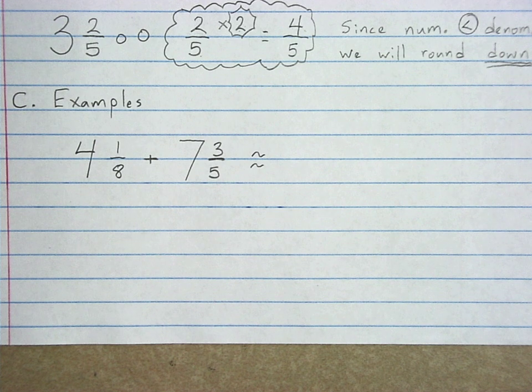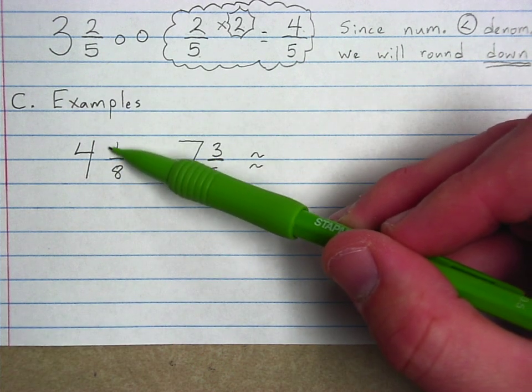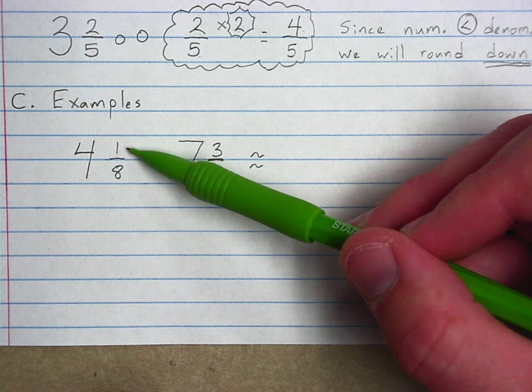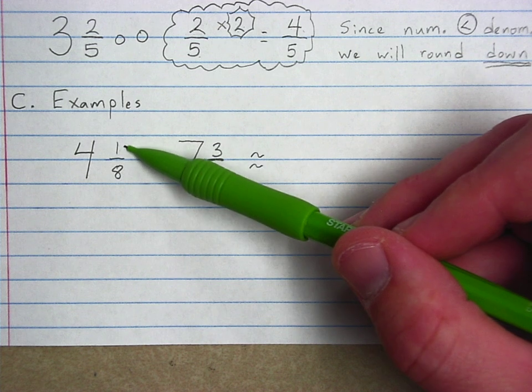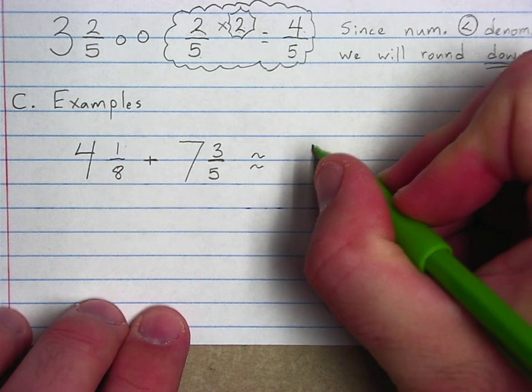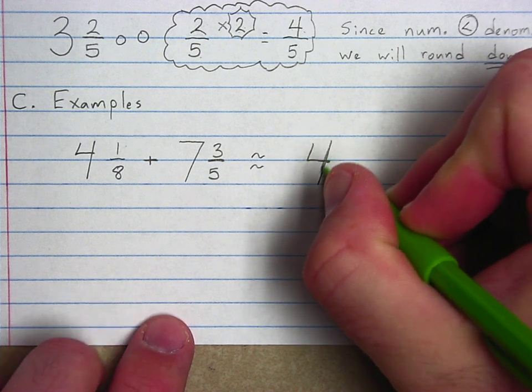I don't want to actually add these things together. So I'm going to look at the 1/8. I'm going to double the numerator. 1 times 2 is 2. 2/8. 2 is still smaller than 8. That means this is really close to 4. And I know a lot of you are looking at that and going, I knew that already. That's okay.